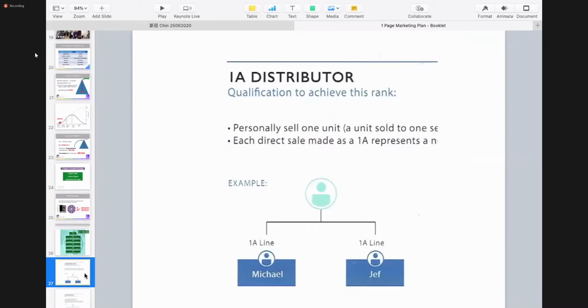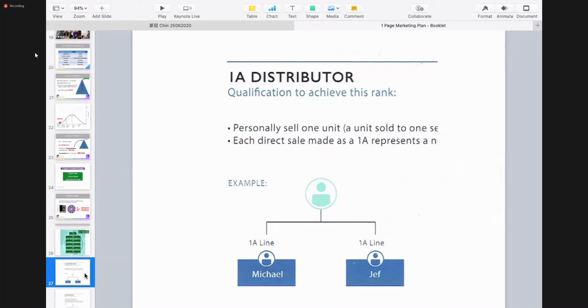Right now, when you are new, the green color is you. You first join. Now you have 2 friends. One is called Michael. The other one is Jeff. So in the computer system, you have to fill in everything. Michael bought the machine. Who is the sponsor? You. You write your ID number. You have to write it in.